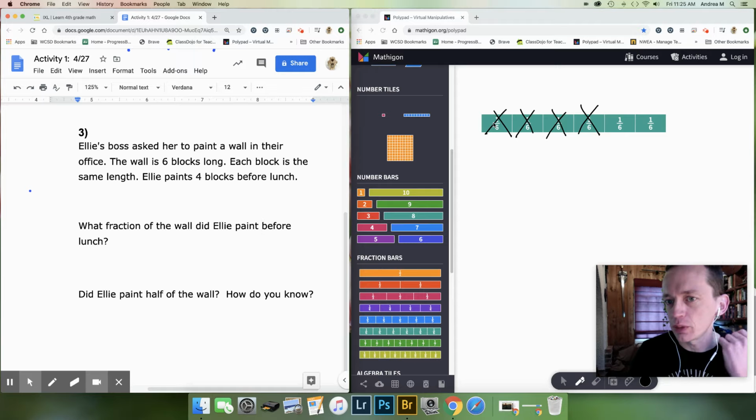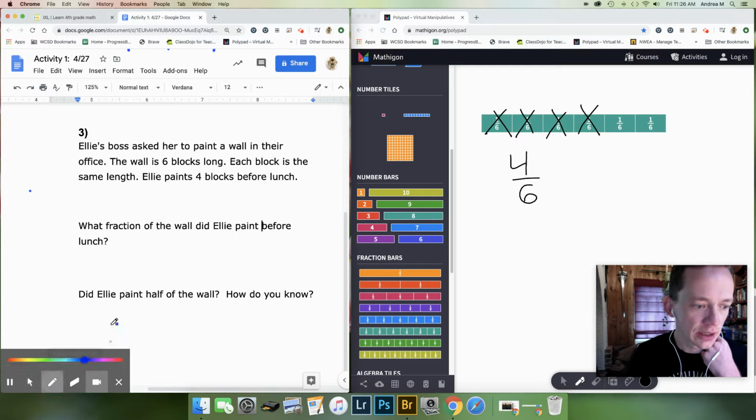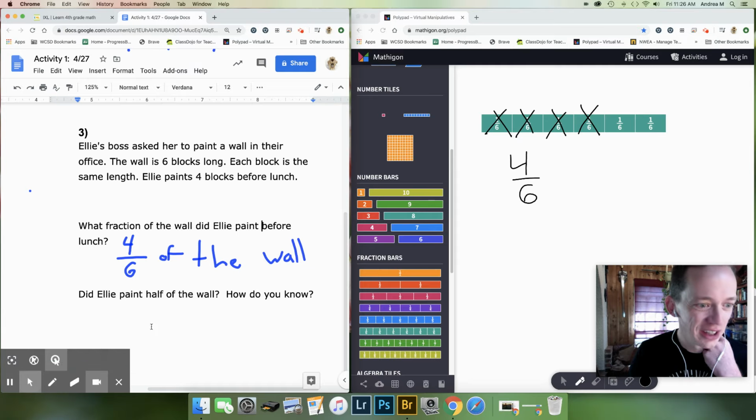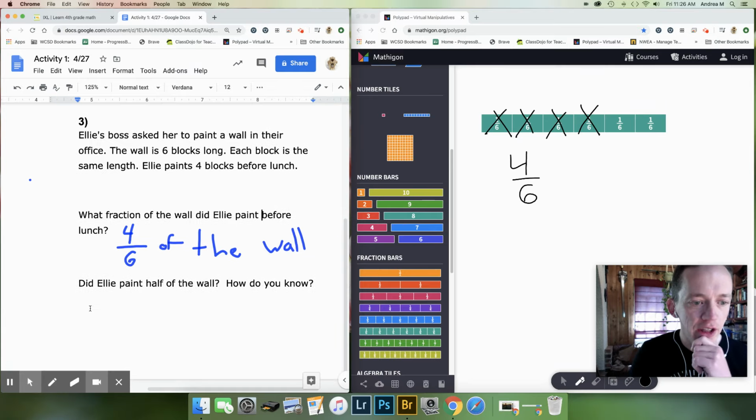Well, let's take a look at that. She painted 1, 2, 3, 4 out of the 6. That is the fraction 4/6. All right, so I'm going to write this over here. 4/6 of the wall. And my handwriting is crazier than normal since I'm using a computer here, right? So ignore that crazy looking F. All right, second question here. Did Ellie paint half of the wall?